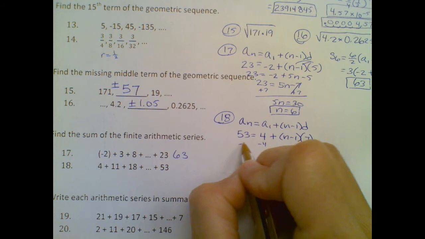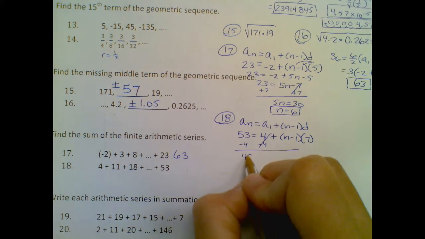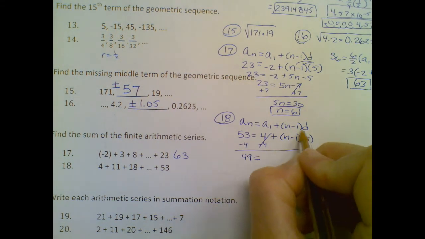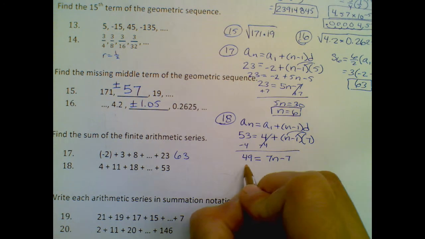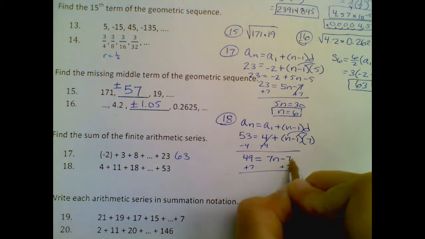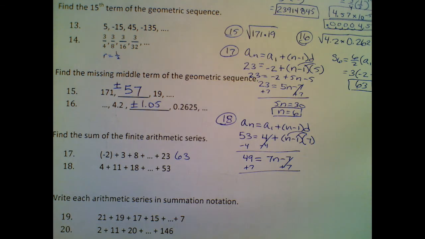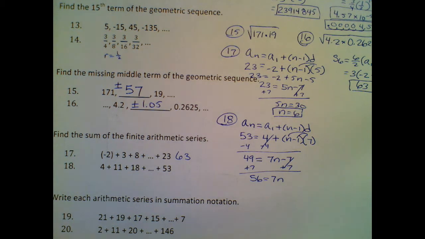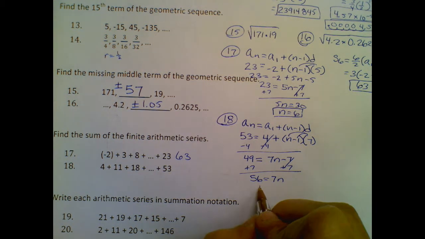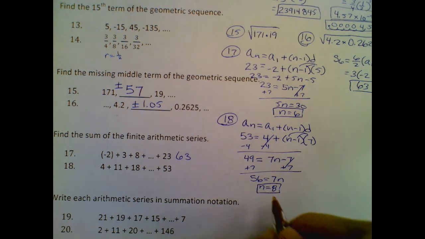So we can subtract the 4 on both sides. So we get 49 equals, and we can distribute the 7. So 7n minus 7. Add the 7 over. So we get 49 plus our 7, which is 56, equals 7n. Divide both sides by 7, and we get n equals 8. So there's 8 total terms.